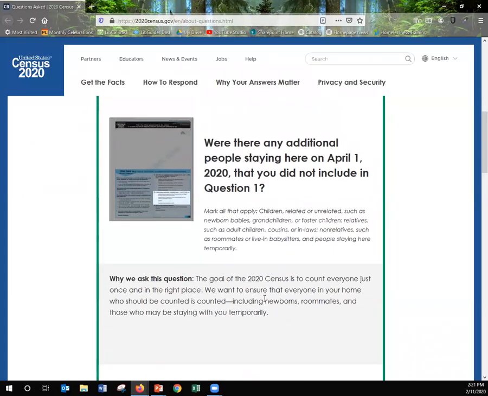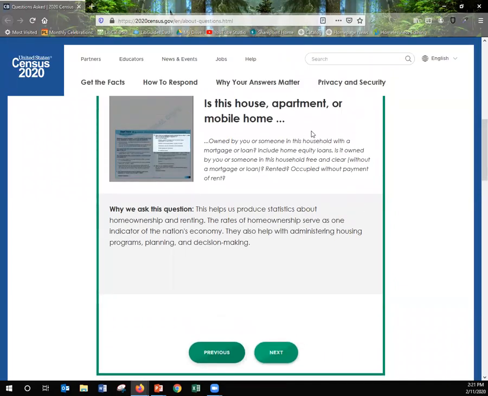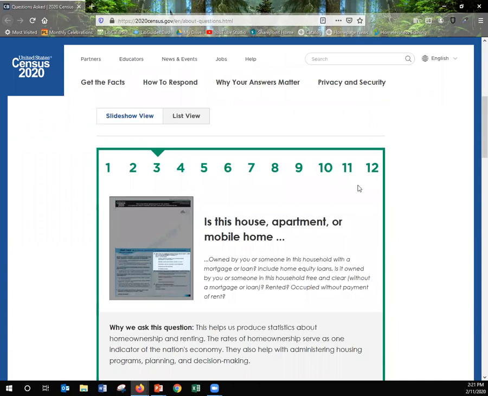So you can look through the questions and see, is this house, apartment, or mobile home? And then it explains why they ask, and it goes through all of the different questions. So if you would like a preview of what it's going to be like, or if somebody asks at a reference desk, what is this thing and what are they going to ask, you'll be able to answer that question.